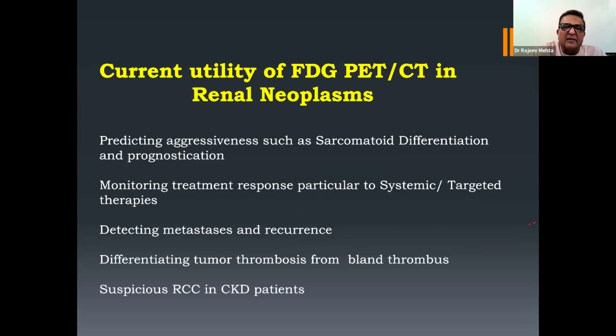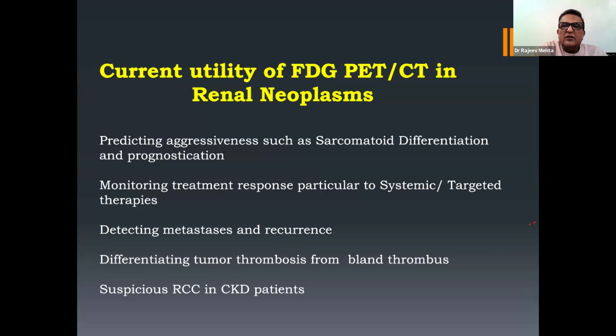So basically, the current utility of FDG PET CT in renal neoplasm is for predicting aggressiveness, such as sarcomatoid differentiation, and prognostication; monitoring treatment response, particularly to systemic or targeted therapies; detecting metastasis and recurrence; differentiating tumor thrombus from bland thrombus; and of course, suspicious renal cell carcinoma in a CKD patient where, for an obvious reason, we cannot inject iodinated contrast medium.